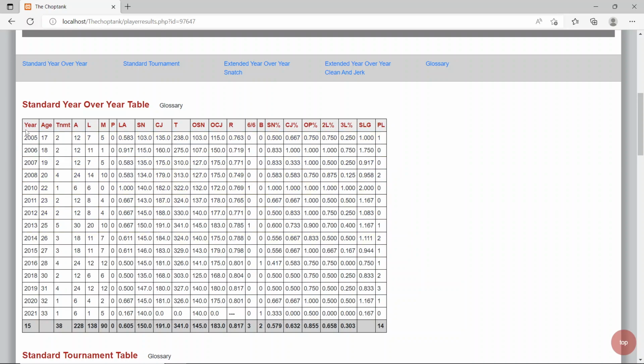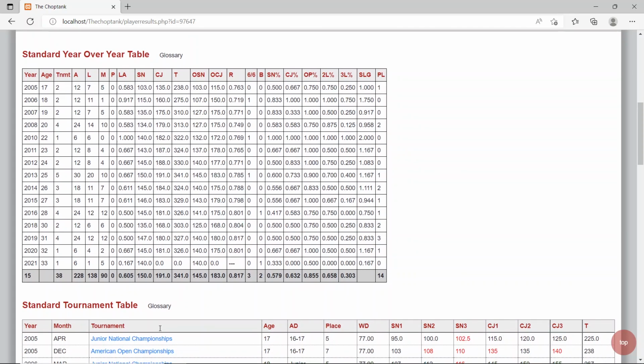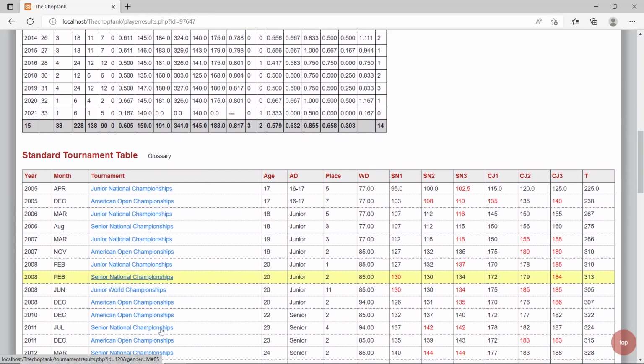Again, like I said, the table proceeds in chronological order, and then everything is summarized here on the last row of the table. We can see through 2021, Travis has competed for over 15 years, lifting weightlifting years. He's competed in over 38 tournaments, taken 228 attempts. He's made 138 of them, and he's missed 90. In particular, Travis's lifting average is 60.5%.